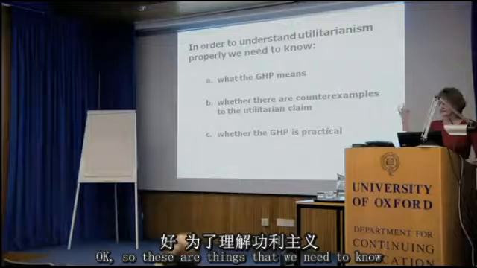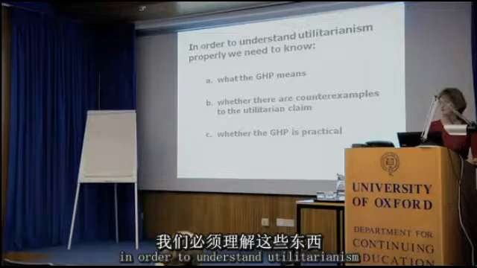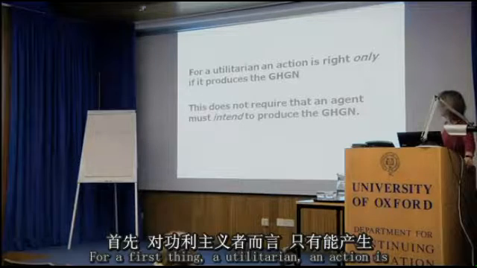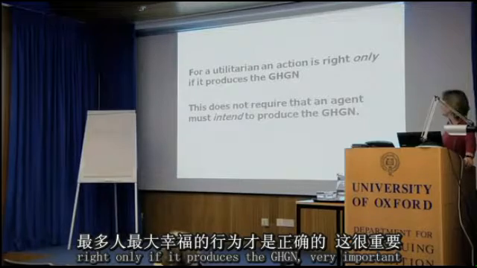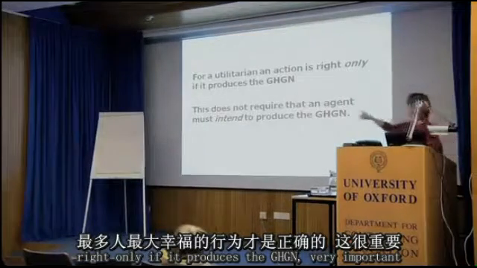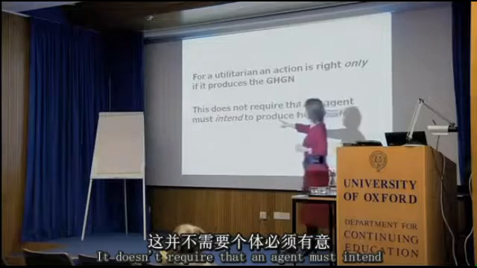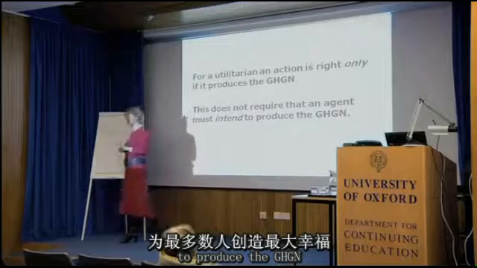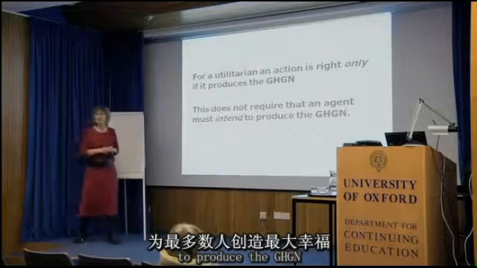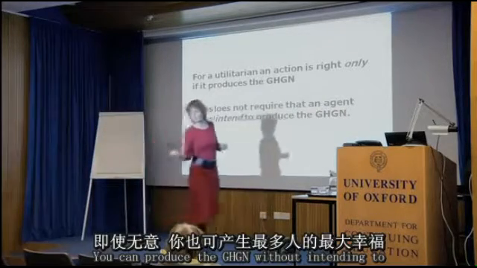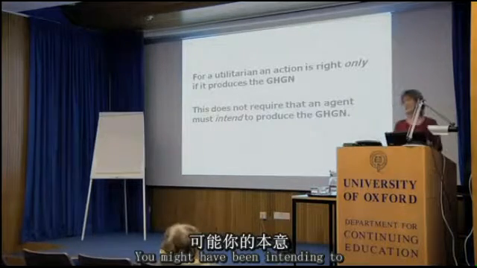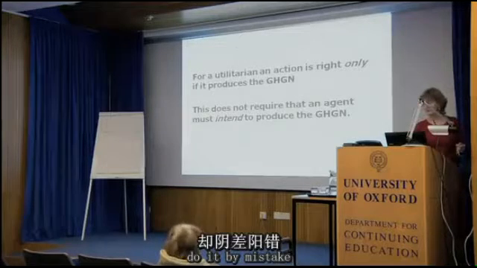Okay, so these are things that we need to know in order to understand utilitarianism. For a utilitarian, an action is right only if it produces the greatest happiness of the greatest number. Very important: it doesn't require that an agent must intend to produce the greatest happiness of the greatest number. You can produce it without intending to. You might have been intending to do quite the opposite, and do it by mistake.